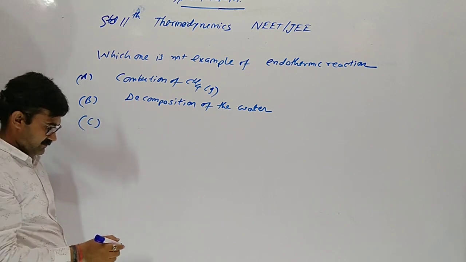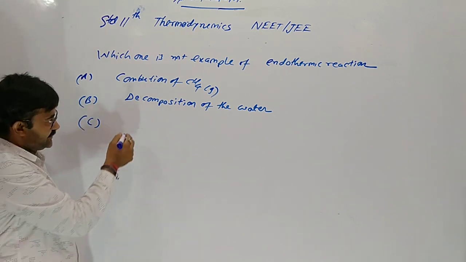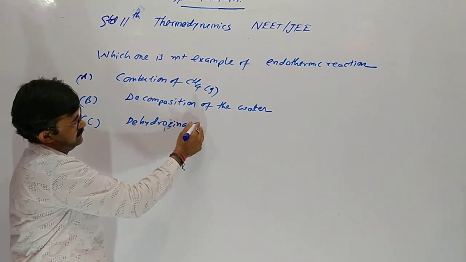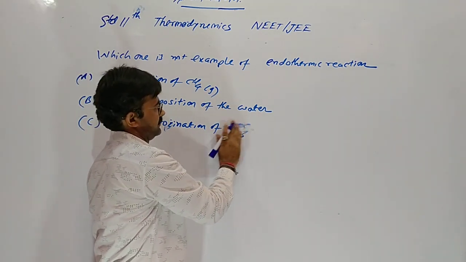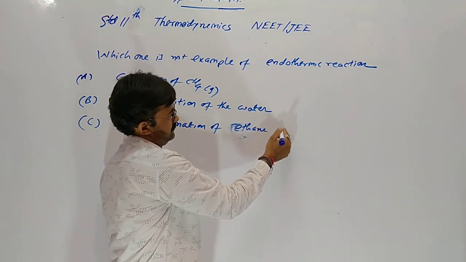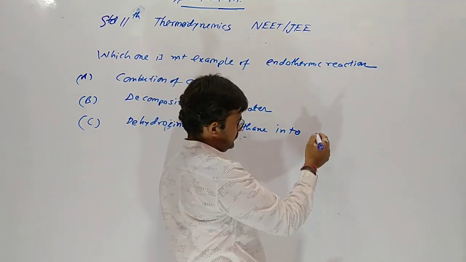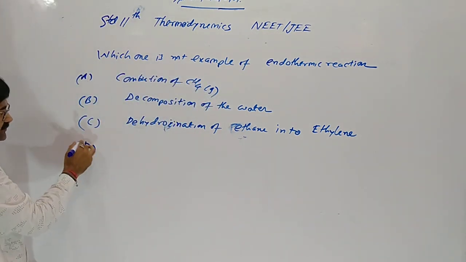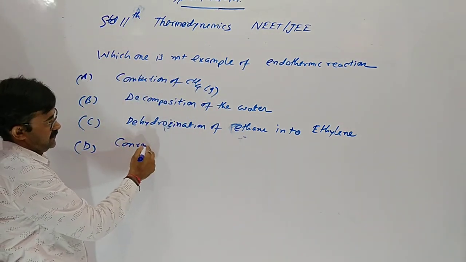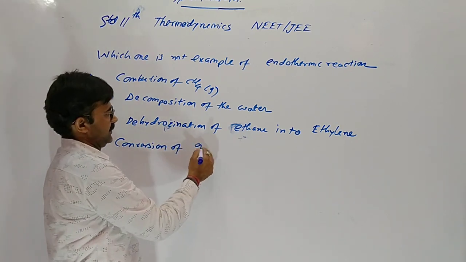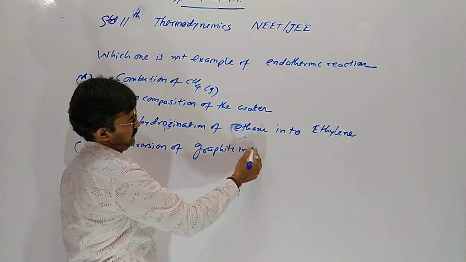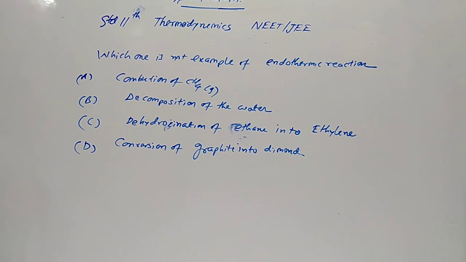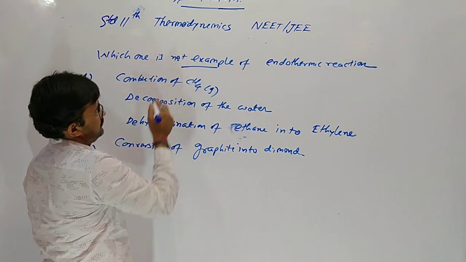C, dehydrogenation of ethane into ethylene. D, conversion of graphite into diamond. Yes. Read carefully. Which one is not endothermic?